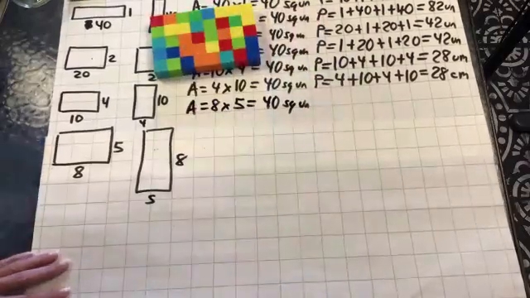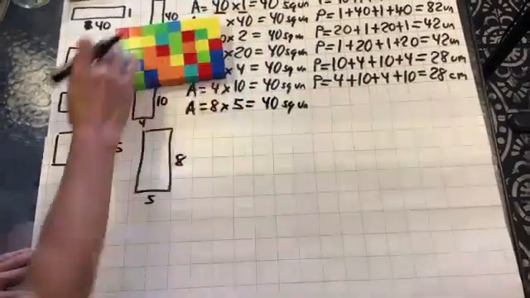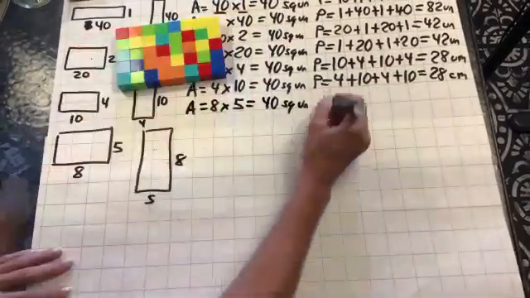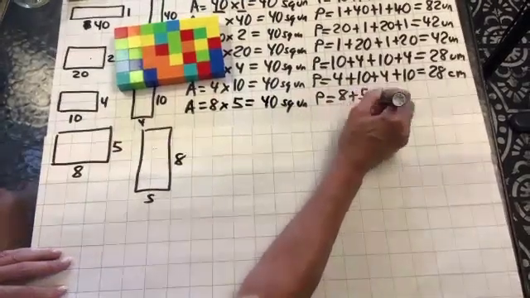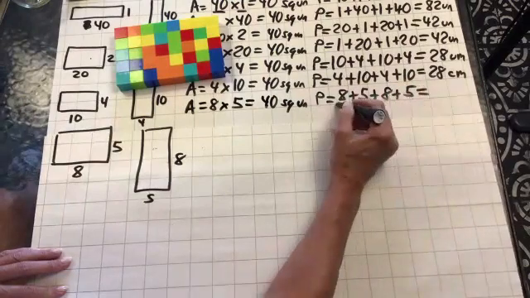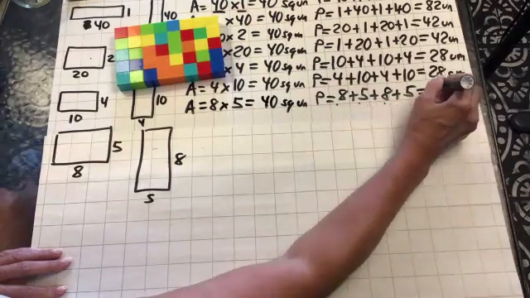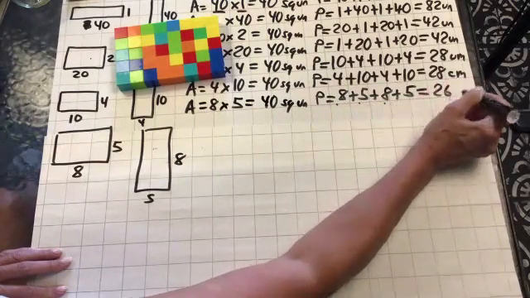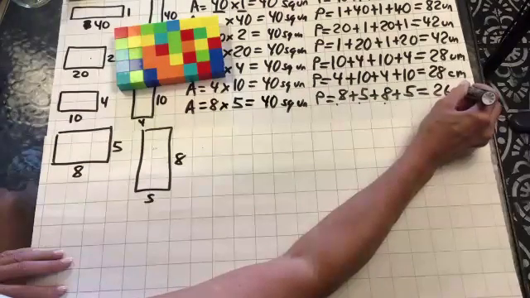Hopefully you can see that. Let me check to make sure you can see what we're doing. So this is the one we're doing. That's a rectangle. And the perimeter would be 8 plus 5 plus 8 plus 5 equals, well, I know 8 plus 8 is 16, and 5 plus 5 is 10, so that would be 26 units.